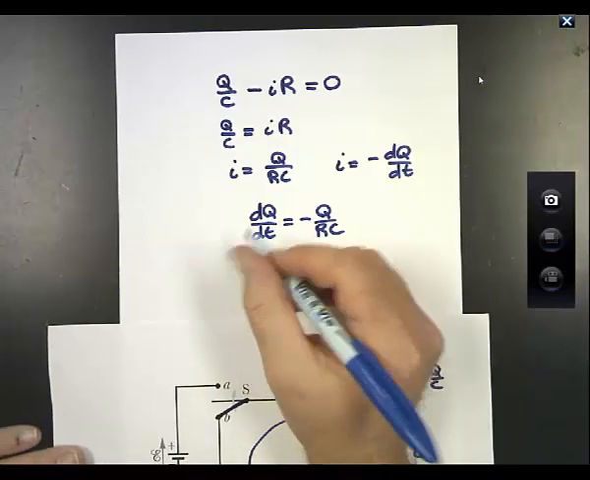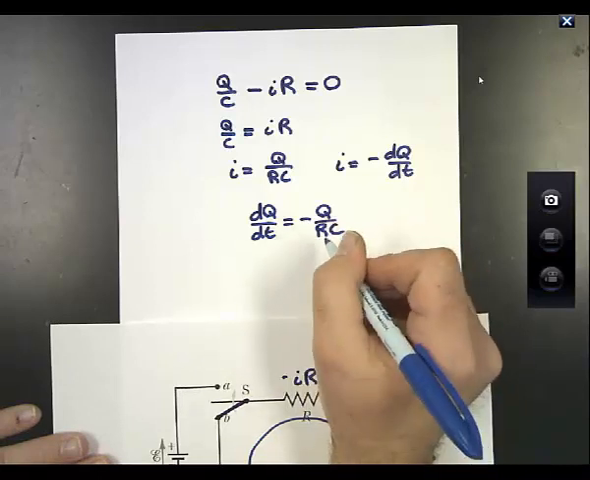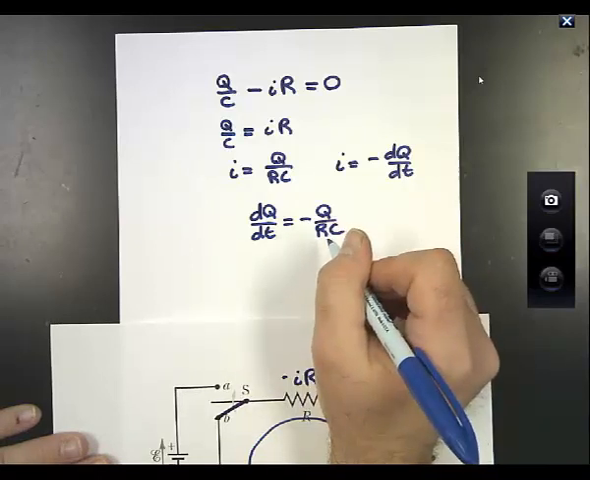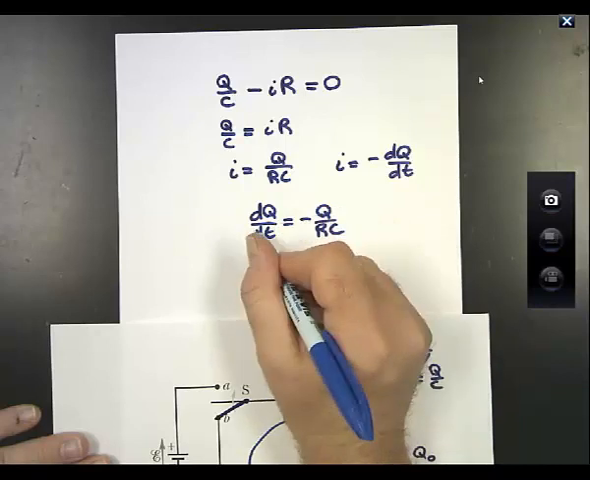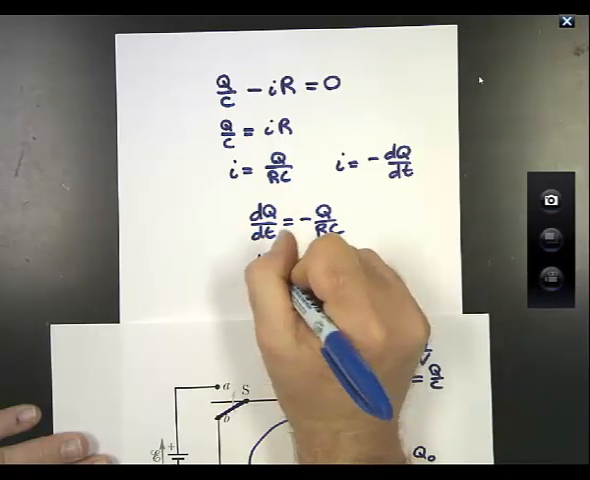Now the next step, I need to separate the variables because I'd like to integrate this puppy, and my job first is to get this q over to this side and the dt over to this side. So here we go.